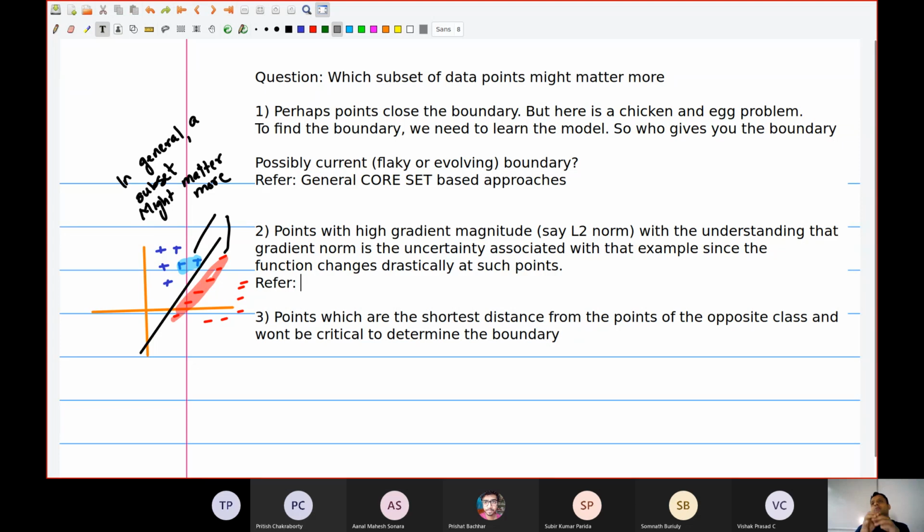Again, there are a lot of curriculum-based approaches. What they do is they have a curriculum which iterates over points and then looks at gradients with high magnitude. Of course, initially you may do that, but eventually you'll say, okay, these are uncertain. Let's forget them. Right?